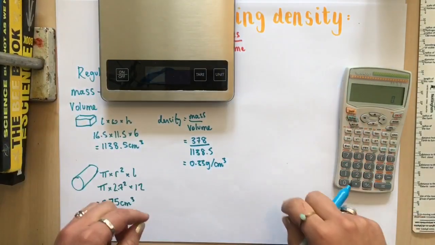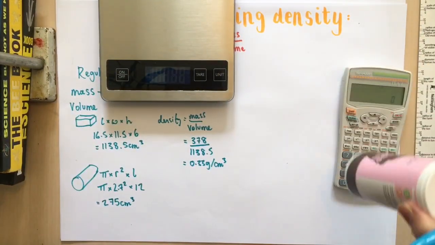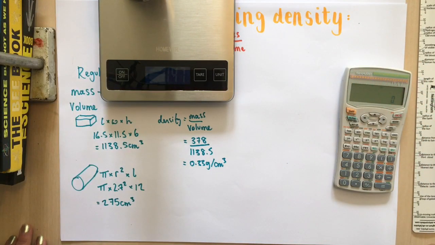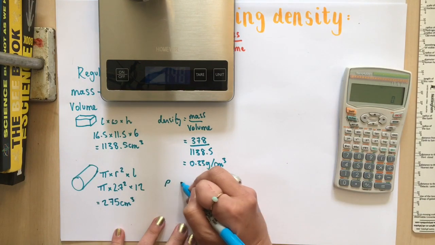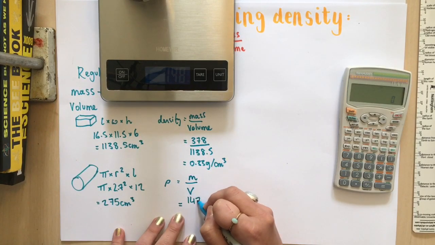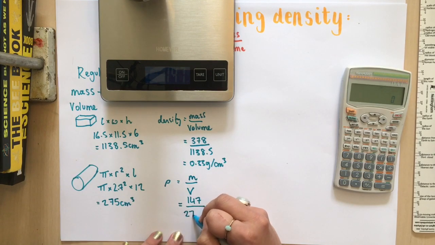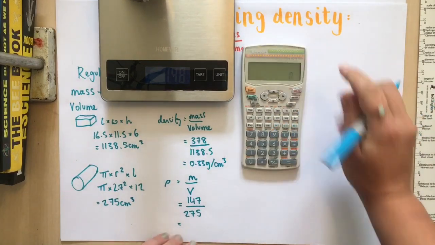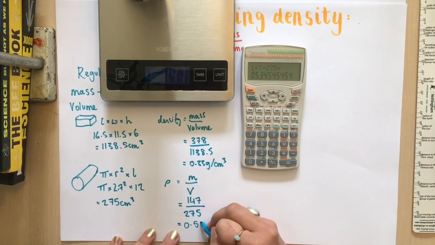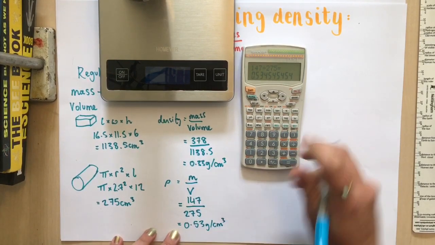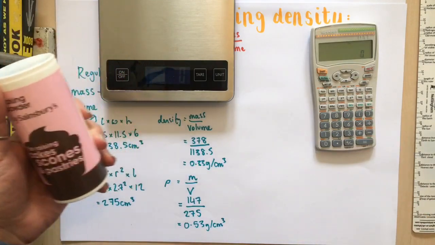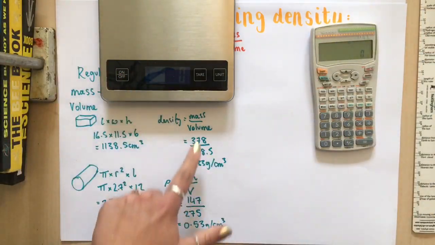So if we do the same again, turning on the balance, putting on the baking powder, it says that it's 147 grams. So density is equal to mass divided by volume. So the mass is 147 divided by 275, which is 0.53. So the baking powder has a higher density, or the tub of baking powder has a higher density than the box of stuffing. We've worked that out here.